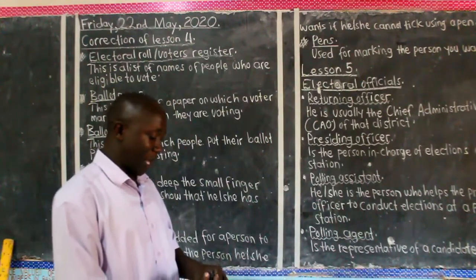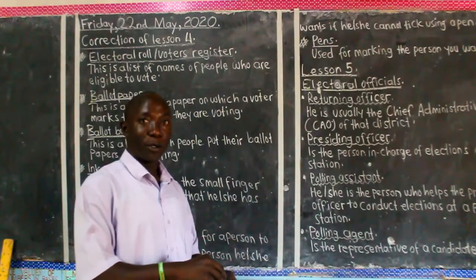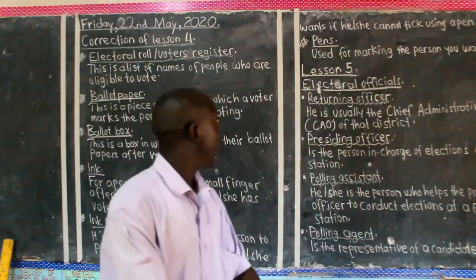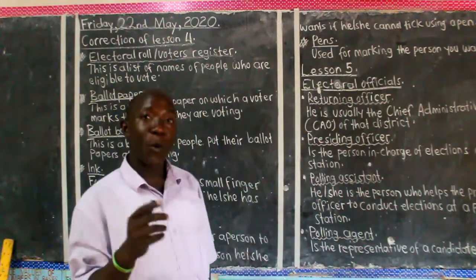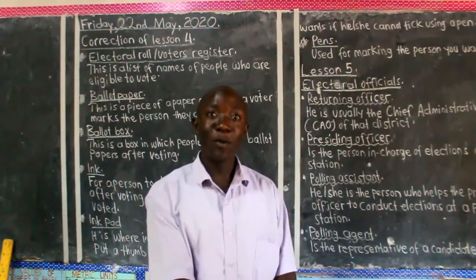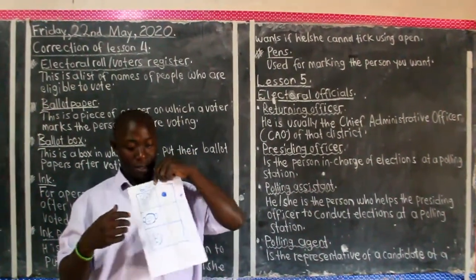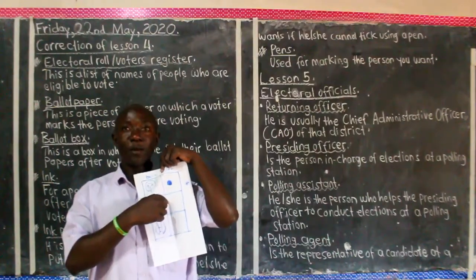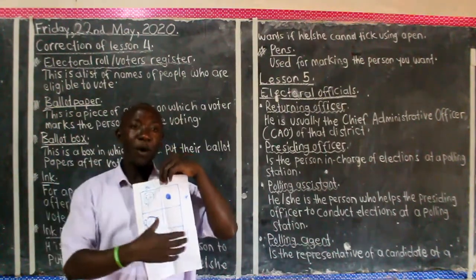Then we have pens. I assume everybody knows what a pen is. A pen is used for marking the person you want. For example, you can look here. You can use a pen to mark the person you want. If you cannot use a pen, use what we call a thumbprint.